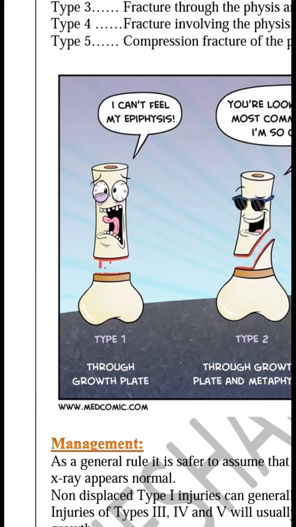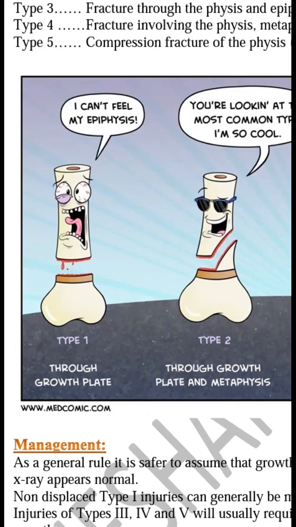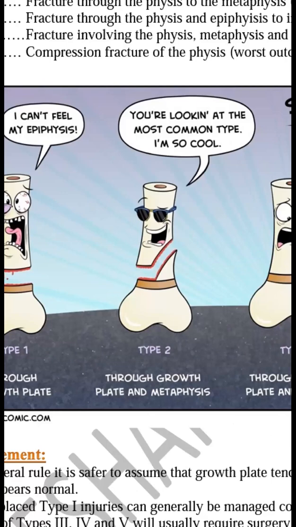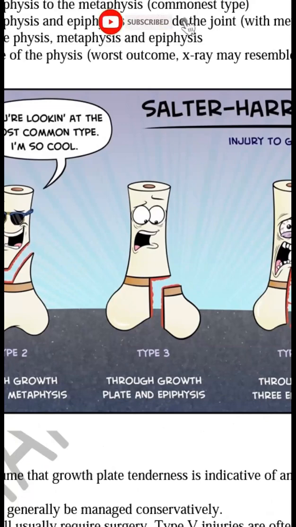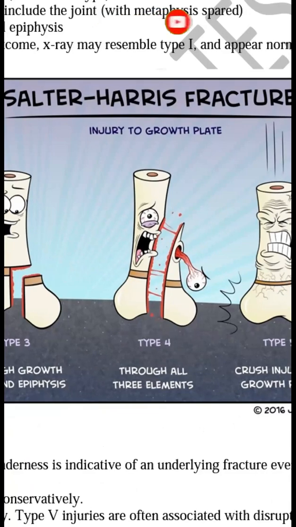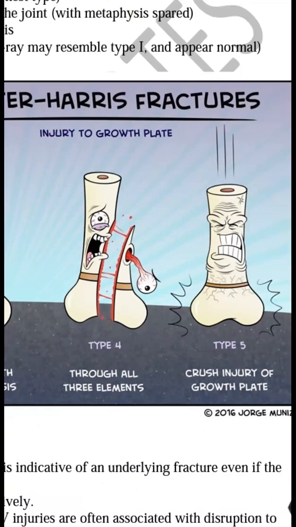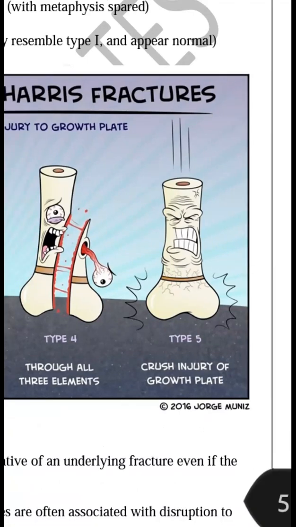While type 2, we will add the metaphysis. Growth plate and metaphysis. Type 3, growth plate and epiphysis. And type 4 is the growth plate, epiphysis, and metaphysis. While type 5 is crush injury to the growth plate.